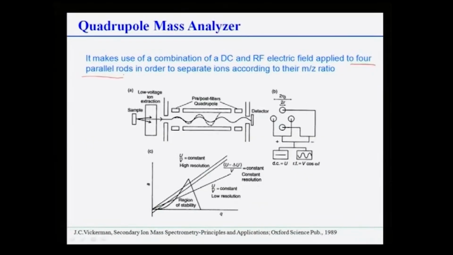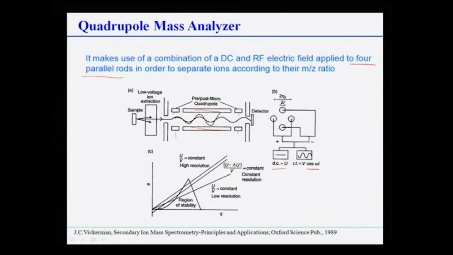What is done here? This is taken from Wickerman's book. So you have a sample, you create ions by different ionization techniques, and then you have 1, 2, these are actually filters, the pre and post filters, and the quadrupole. They are the 4 important ones, and then it passes through this region where this quadrupole actually separates the ions depending on their mass to charge ratio, and they are detected. You can see here this is the DC voltage, this is the RF voltage you can apply, and these are the 4 rods of different dimensions.